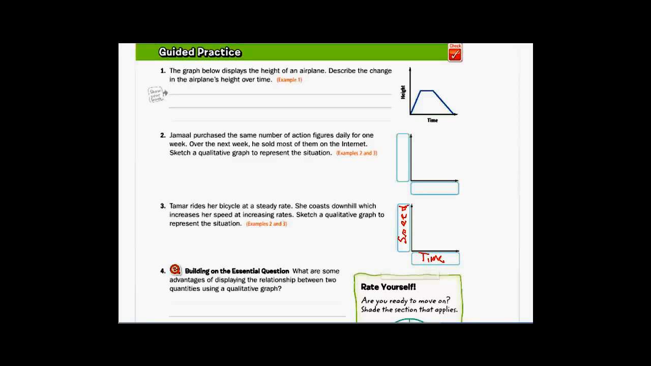Now you're talking about she's riding her bicycle at a steady rate. So she's not going at 0, right? I mean, she's got a rate, so it's somewhere in here. And then as she goes downhill, her speed increases. So it looks like that. Now, in your head, if you think, okay, she's going downhill, it's going to look something like that. But what does that mean? That means that her speed is decreasing. So as you go down a hill, does your speed decrease? No, you speed up. So this, wrong, this, correct.